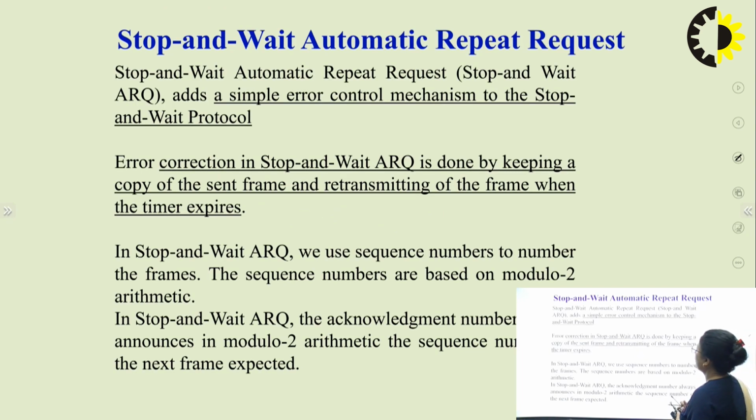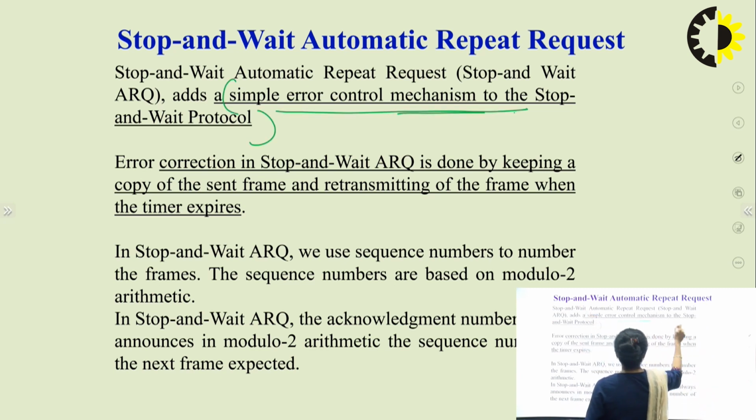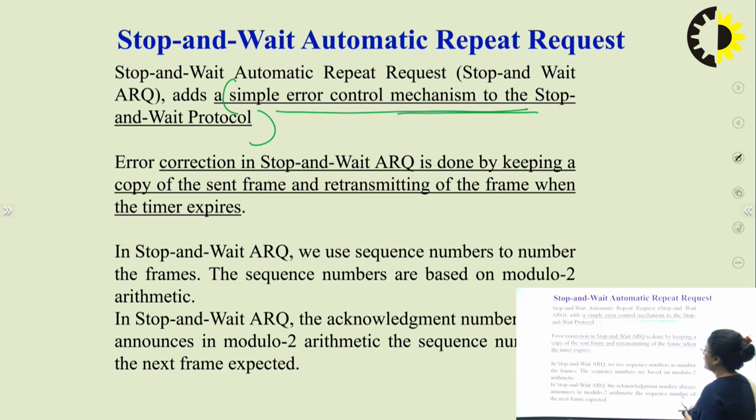Now, stop and wait ARQ is similar to the previous one which we talked about for the noiseless channel, which is called stop and wait. It is similar to stop and wait, but it handles flow control and error control. So what is the new thing that we have? We have an extra mechanism which will take care of flow control and error control.